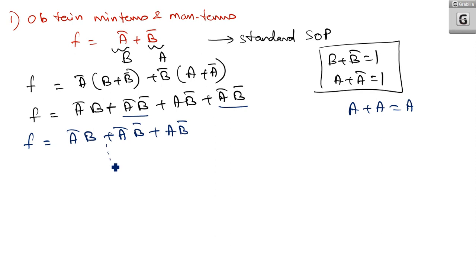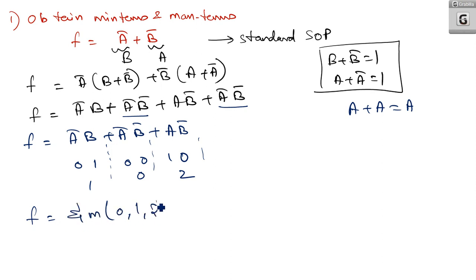Now all terms contain a and b. Now you convert it into the corresponding Boolean form. So here you have 0 1, this is 0 0, this is 1 0. What is the decimal equivalent of 0 1? It is 1. This is 0. This is 2. So write it in ascending order: f is equal to sigma m 0, 1, 2. This gives the standard SOP form, and that corresponds to the minterms.